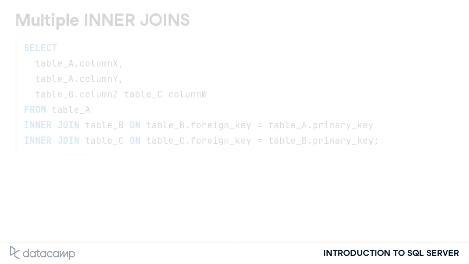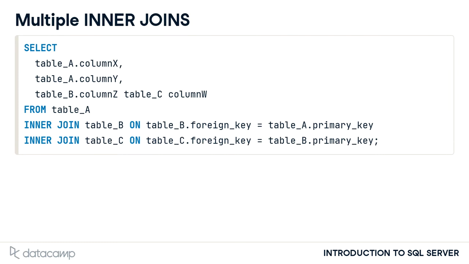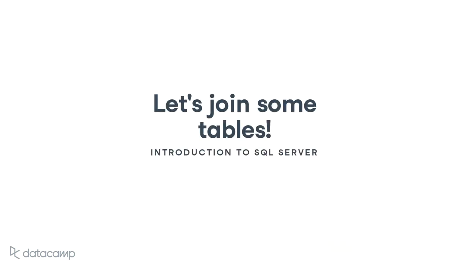You can join more than two tables using inner joins. You simply provide an additional inner join for each combination of tables. In our code above, we join tables A and B, and also B and C. We'll work through an example of joining three tables with our inner joins later in this chapter. Let's practice joining.